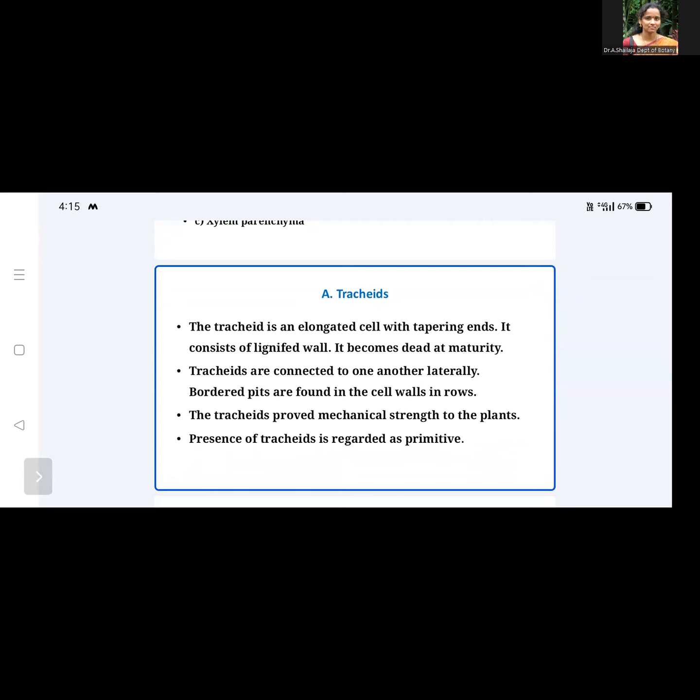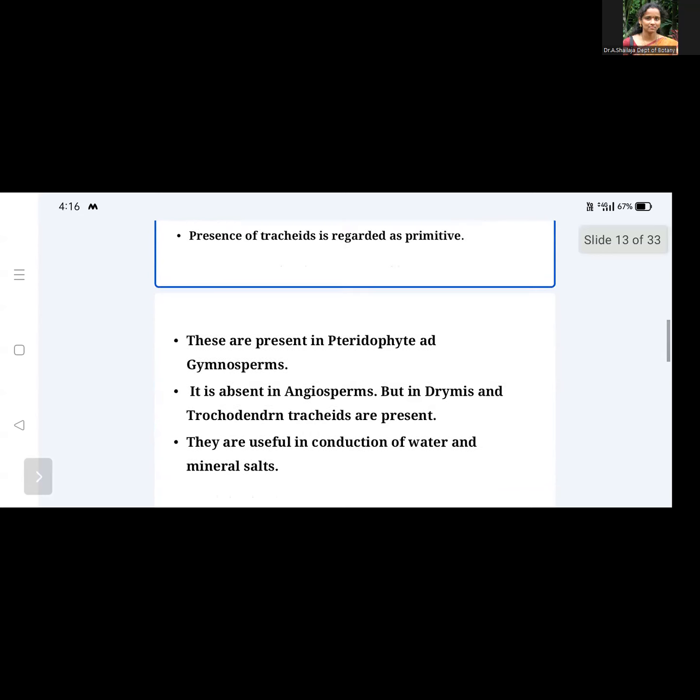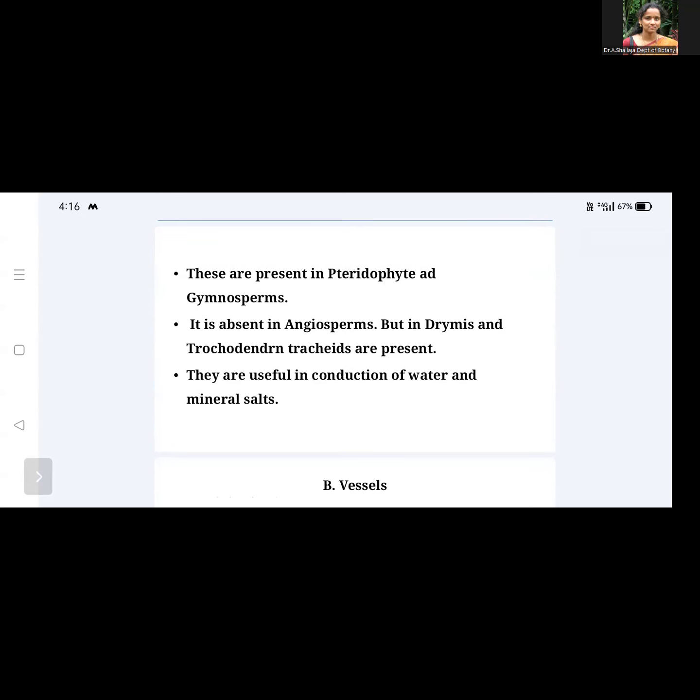It's very, very important: tracheids are connected to one another laterally. Bordered pits are found in the cell walls in rows. The tracheids provide mechanical strength to the plants. The presence of tracheids is regarded as primitive. These are present in pteridophytes and gymnosperms. They are absent in angiosperms.